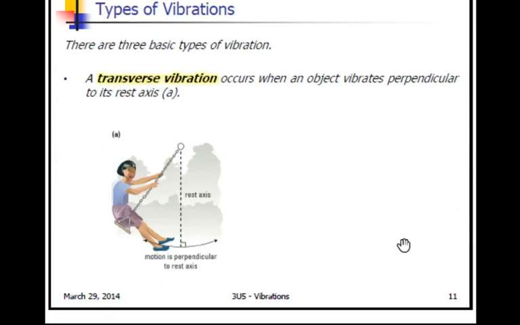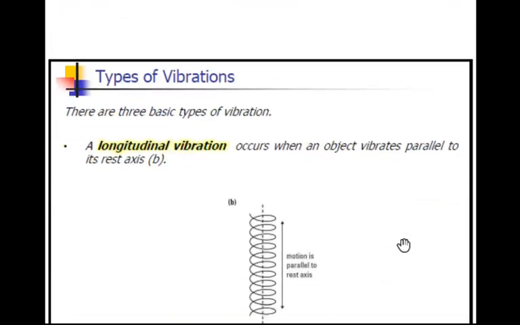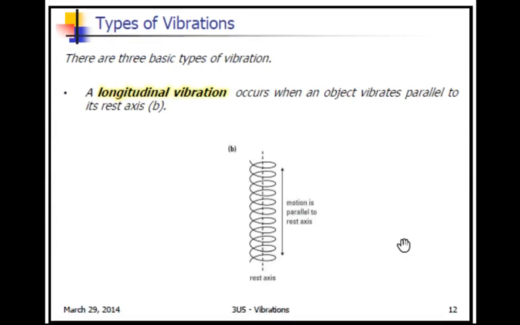So there are three types of vibrations. One of them is a transverse vibration. This is when something vibrates perpendicular to its rest axis. You can think of this as a child on a swing. Another type of vibration is a longitudinal vibration. This is when we have vibration parallel to the rest axis. This is kind of like if you imagine a spring vibrating in place, up and down. That would be a longitudinal vibration.